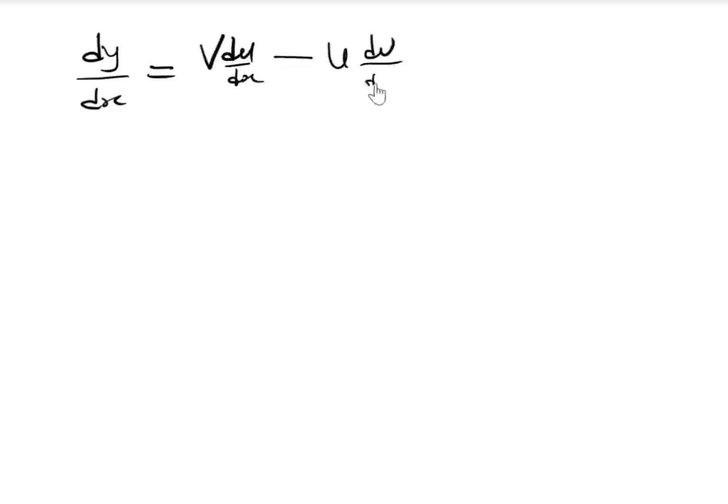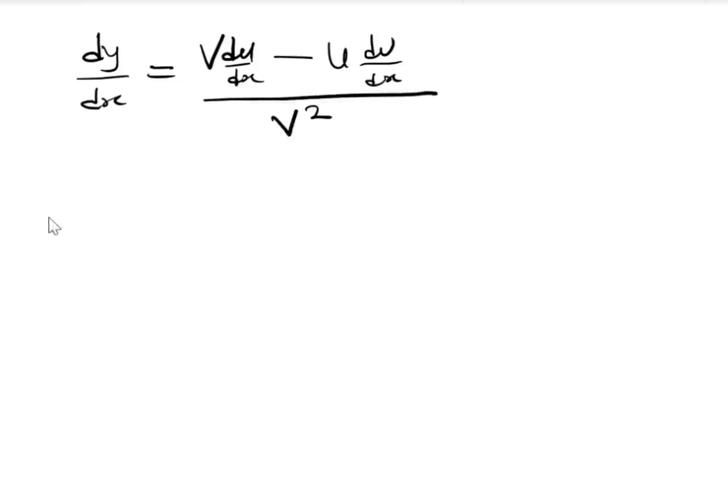To solve quotient rule, we shall consider this formula. dy/dx is equal to v du/dx minus u dv/dx, divided by v squared.